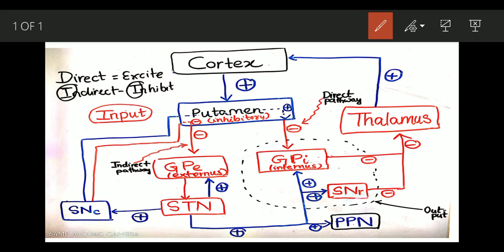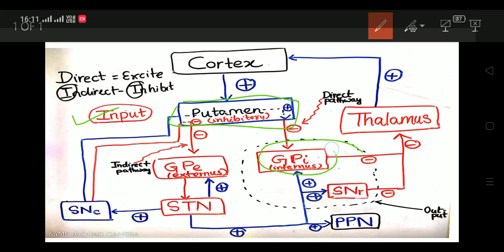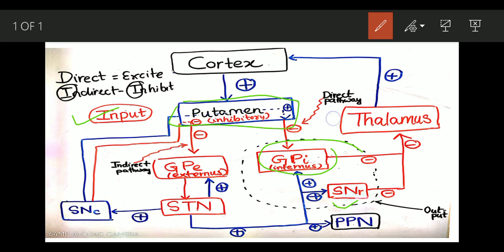So the basal ganglia has an input, predominantly from the putamen, and the output in the form of globus pallidus internus and the substantia nigra pars reticularis, that is SNR. This output of the basal ganglia inhibits the thalamus. The thalamus excites the cortex. This is the basic connection you need to remember always. This is constant, that thalamus always stimulates the cortex.